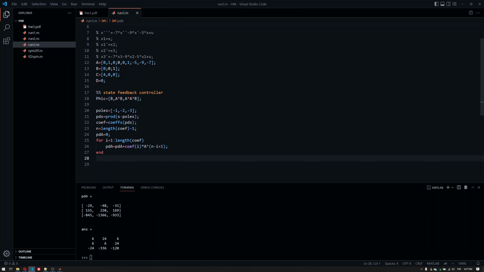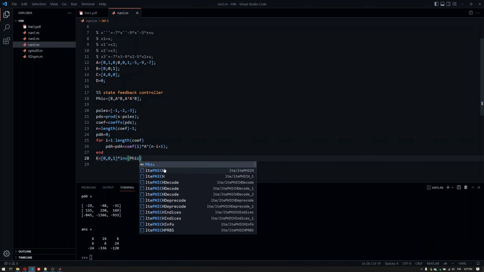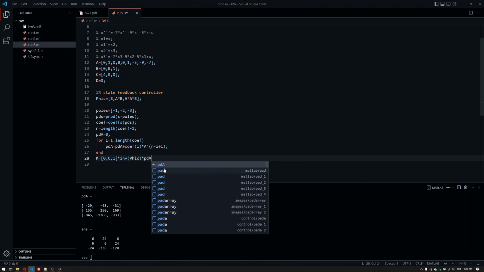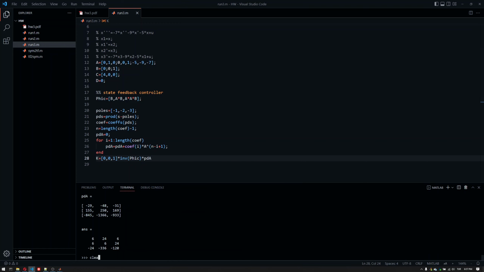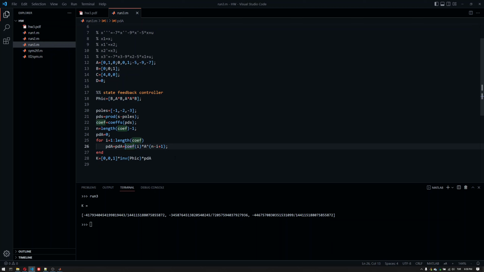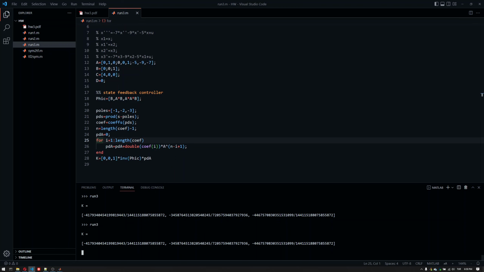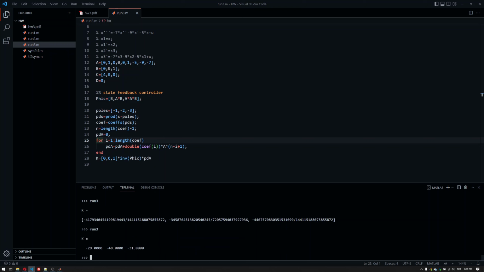So now our state feedback controller would be the following: 0, 0, 1 times the inverse of our controllability matrix times PDA. So of course I need to convert it into double, and due to this one here, since the coefficient is not a double, I guess it doesn't give us that.